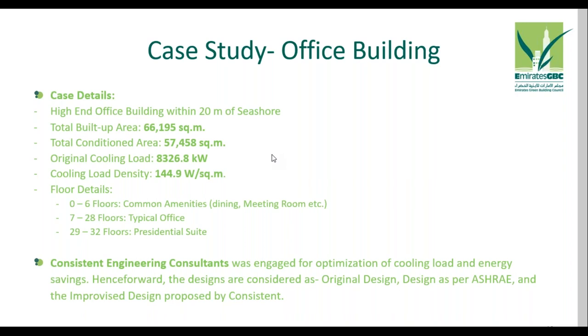The configuration of the building was G plus 23, where we have a few common amenities till the sixth floor. Then the typical office floor. Considering the agreement, we are not in a position to display the complete project details. We have taken the concurrence from the client before we displayed this to you, and we have taken some typical areas where we can show how exactly the value engineering or the optimization was done. So that is the typical floor, and the top four floors are residential suites.